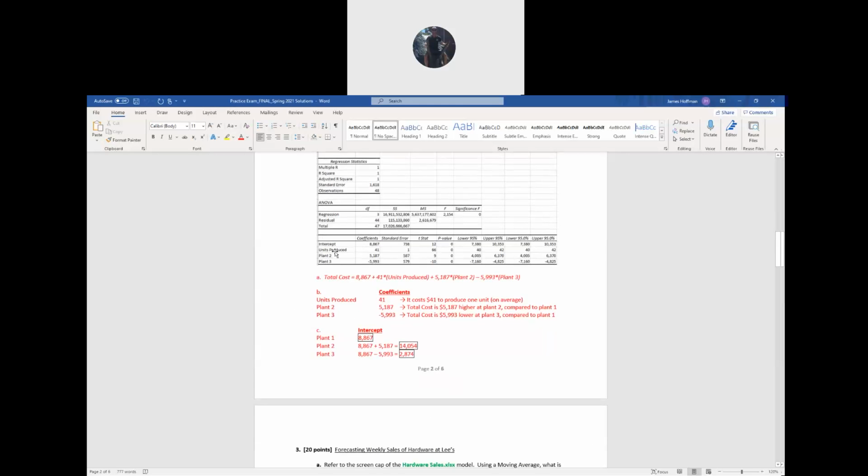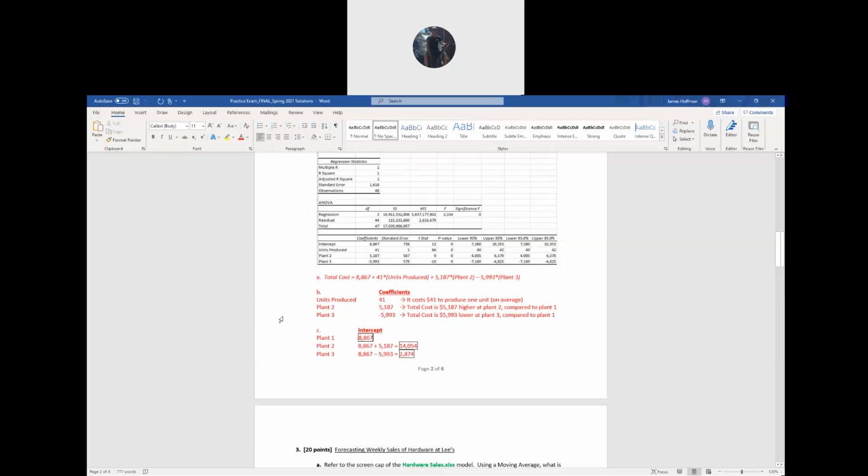Now, plant 1 is not included here, and that's because when this is 0 and that's 0, that's the intercept. All right, so plant 1 is just the regular intercept because when you put a 0 in this binary and a 0 in this, these are gone, and that's your intercept. So the intercept for the one that's omitted, plant 1, is just the intercept that's given in the output. So the plant 1 intercept is 8,867, right? Just right there.